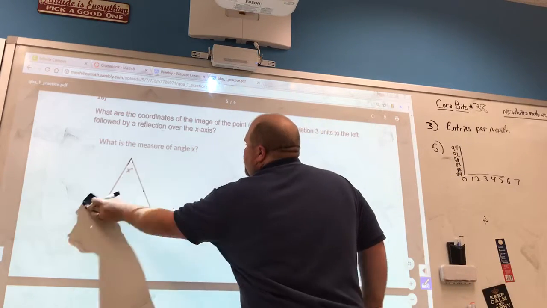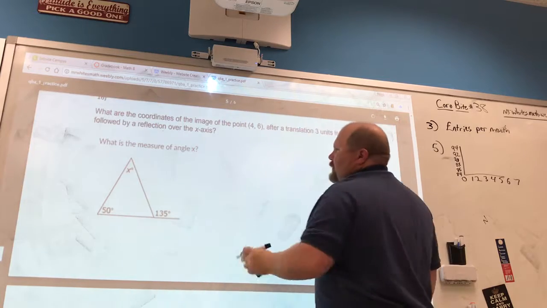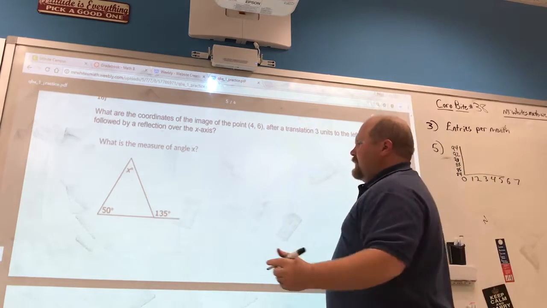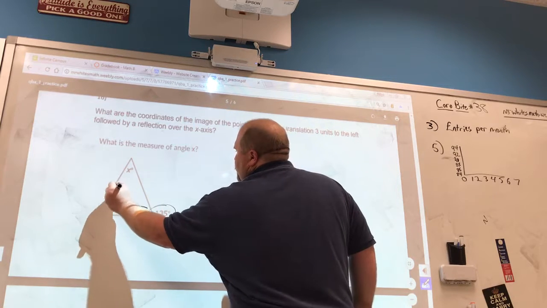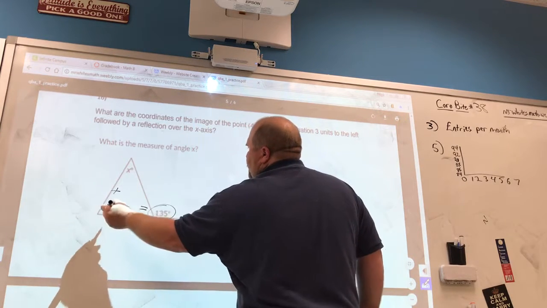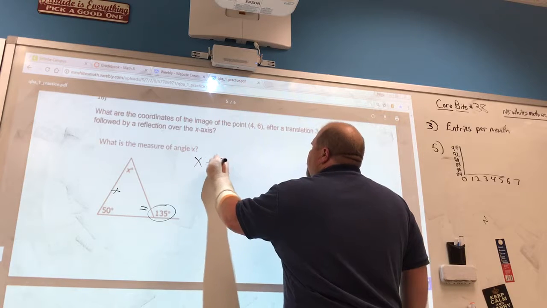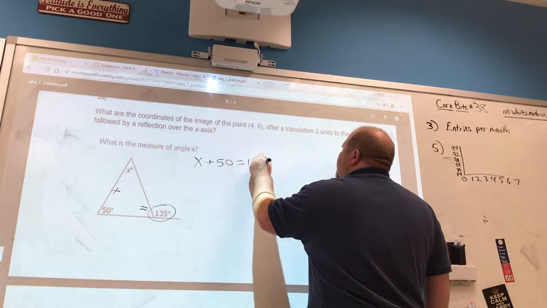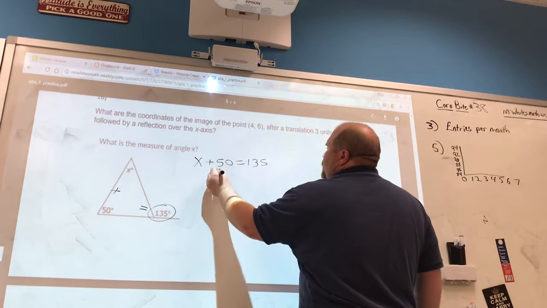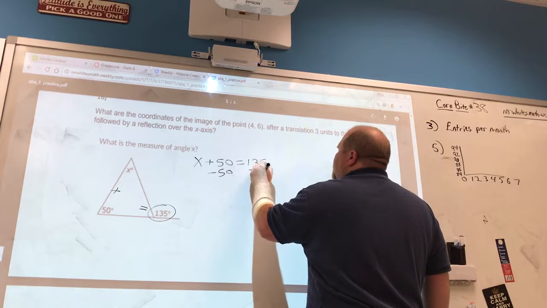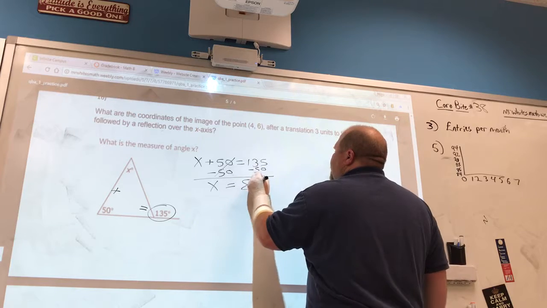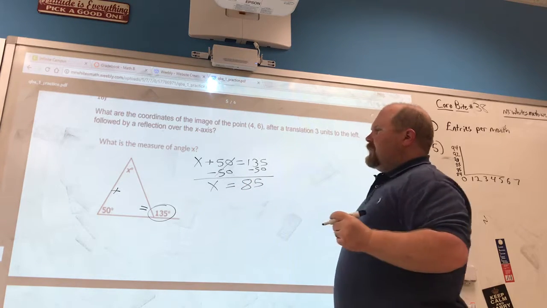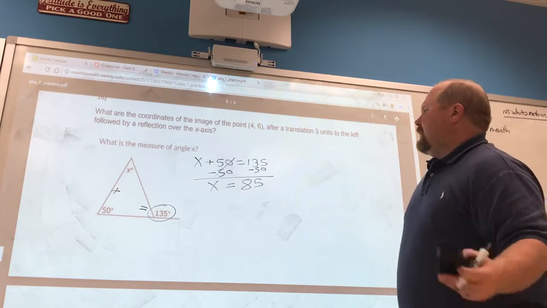The alternate method is the exterior angle theorem, and it says that this exterior angle is equal to the sum of the opposite interior angles. So x plus 50 equals 135. So if I want to solve this equation, I do minus 50 minus 50. When I do that, these cancel. X equals 85. So either way, you get the same answer. X is 85.